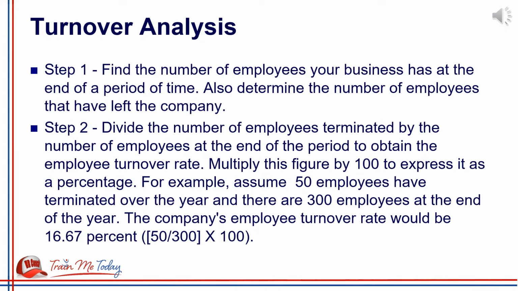The accuracy of employment forecasts depends heavily on the accuracy of turnover forecasts. Knowing how many employees are expected to leave is as important as knowing how many new positions will be created. An example, as indicated on this slide, would be to assume 50 employees have terminated over the year and there are 300 employees at the end of the year. The company's employee turnover rate would be 50 divided by 300 times 100, or 16.67%.